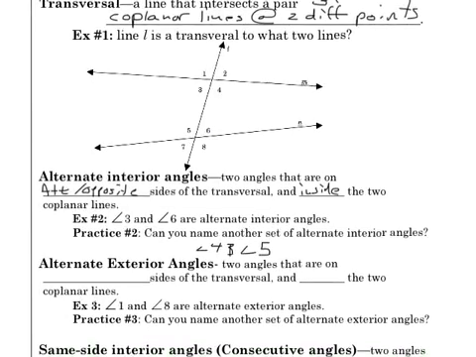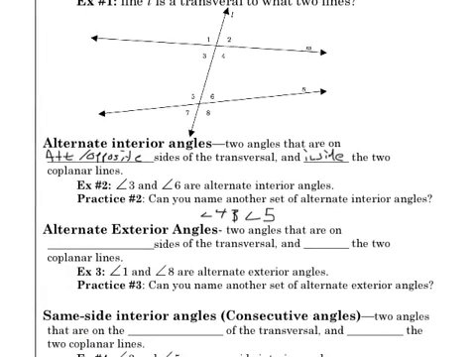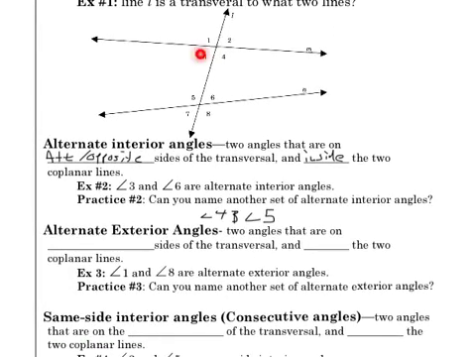Okay. Another kind is called alternate exterior. So before we had alternate interior, they were inside these two lines, so you can guess that alternate exterior is on the outside. So here's what it looks like. Two angles that are on the alternate or opposite side of the transversal and outside the two coplanar lines. So 1 and 8, and another pair would be 2 and 7. See how they're on alternate sides of the transversal but outside the two lines.